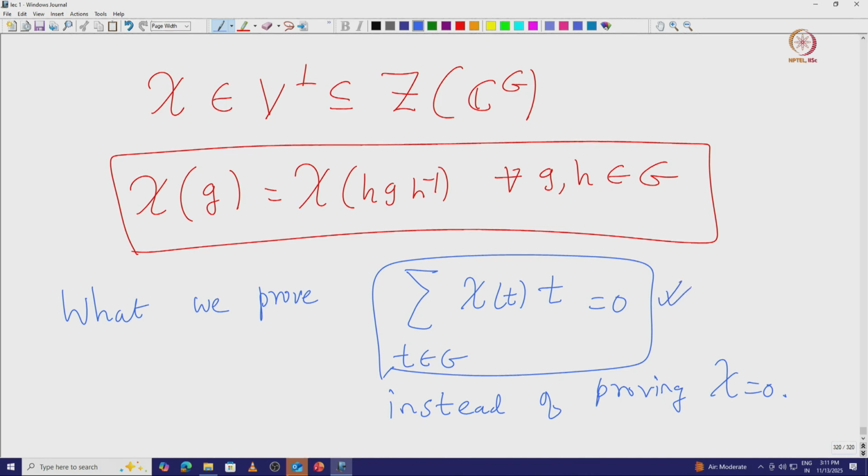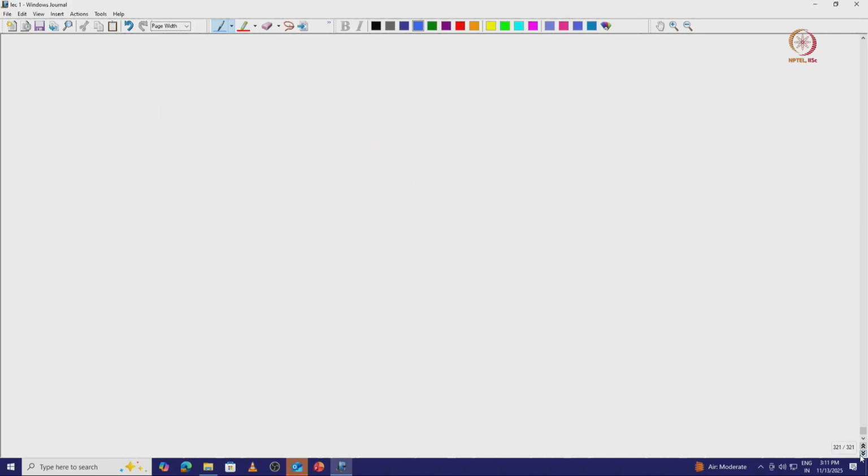So, here is the ingenious way of doing this. Instead of actually proving this element is 0, we construct the following element, which is an element in the endomorphism of C G, and we prove that it is 0. So, we construct the sum of chi of t, L regular of t, for t in G, and we prove that this is indeed 0.